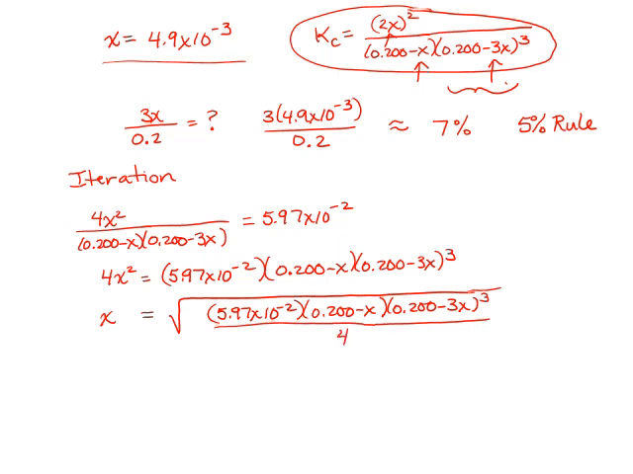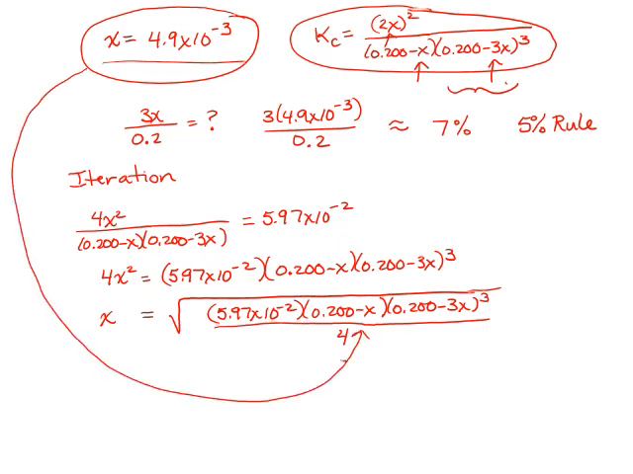Okay, so now what? What we want to do is use our value of x here, plug it in to any sums or differences on the right side of the equation to get what we're going to call a new value or a better estimate of x. When we plug in 4.9 times 10 to the minus 3 into these terms on the right side of the equation, we get 4.3 times 10 to the minus 3 as our new value of x.